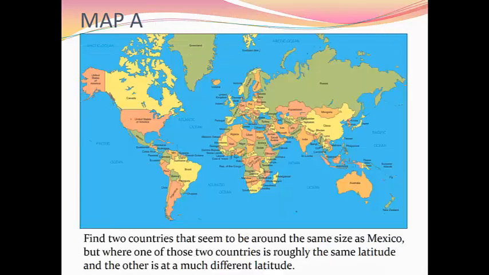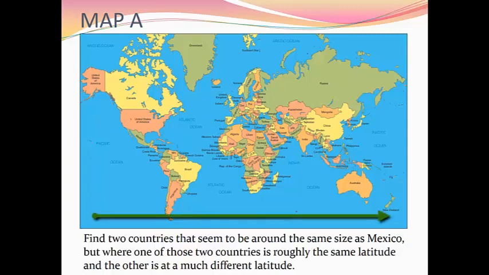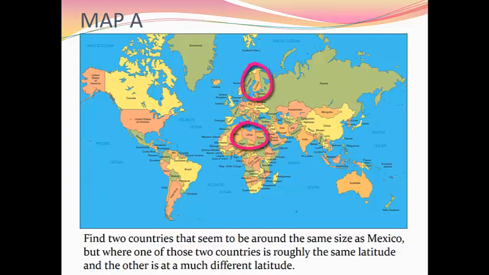Okay, so let's now find two countries that seem to be around the same size as Mexico, but where one of those countries is roughly the same latitude and the other is at a much different latitude. Just as a reminder, latitude is moving across the page, our horizontal. So see if you can find a country roughly the same size as Mexico at about the same latitude, and then another that is at a much different latitude. I decided to pick the countries of Libya and Finland.